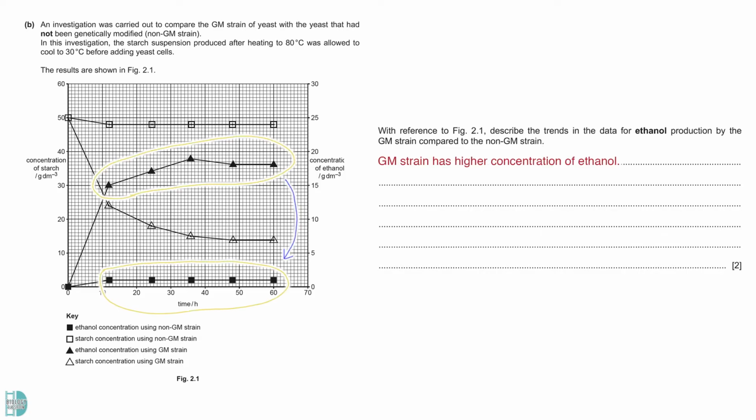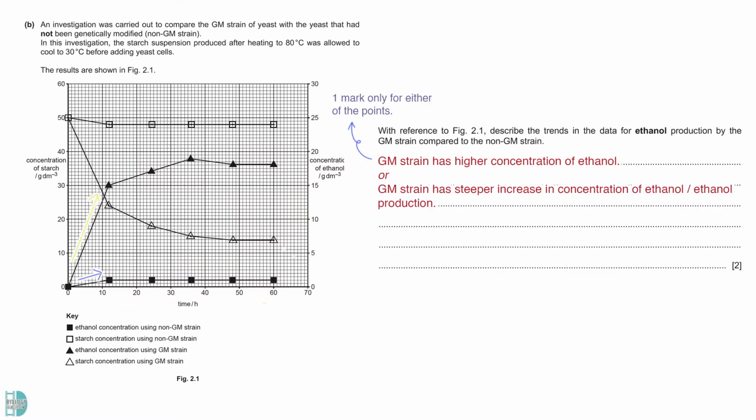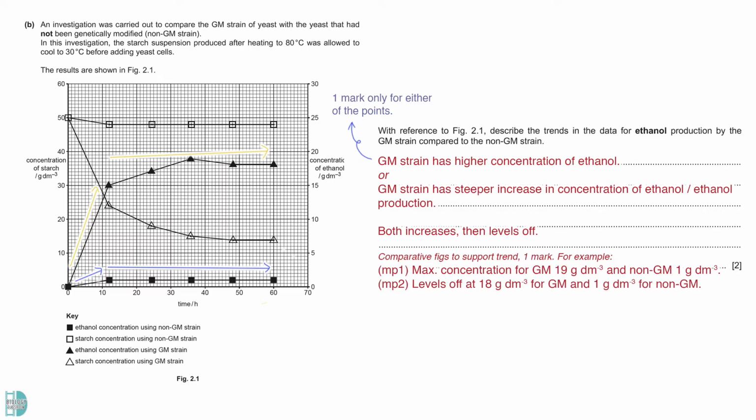GM strain has a higher concentration of ethanol, or GM strain has a steeper increase in the concentration of ethanol. Then, mention the similarity. Both increase initially, but then level off. Lastly, use comparative figures to support one of your points. For example, for the first point, you can quote the maximum concentration of ethanol when the different strains are used.